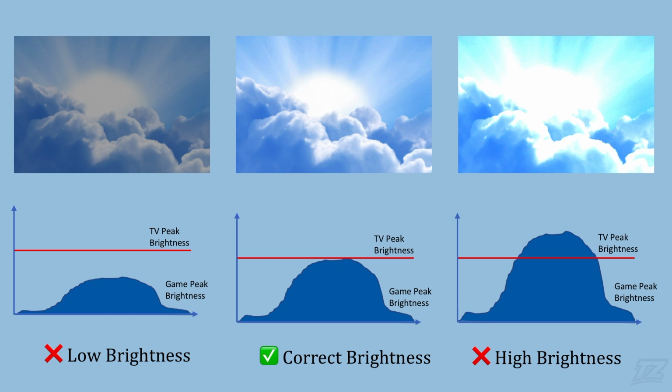It looks like this: the luminosity of the brightest object and the areas around it merge. You stop distinguishing details, and you see one continuous light. For example, you stop seeing clouds in the sky. The correct option is this: the brightness level of the game is barely close to the brightness level of your TV. That is, the sun is at maximum brightness, but all objects of lower brightness are clearly distinguishable.